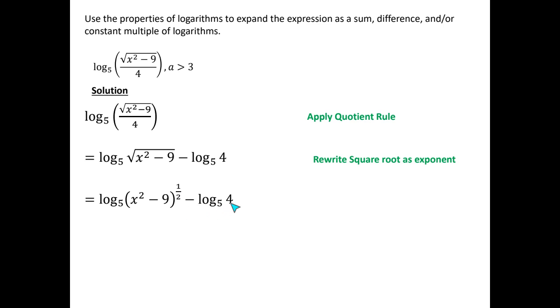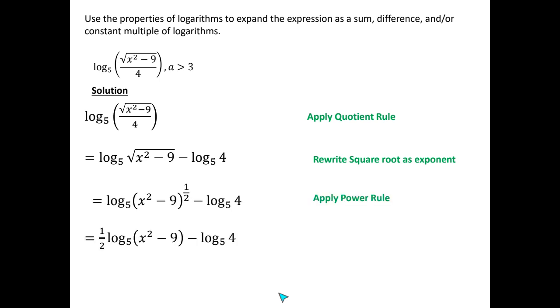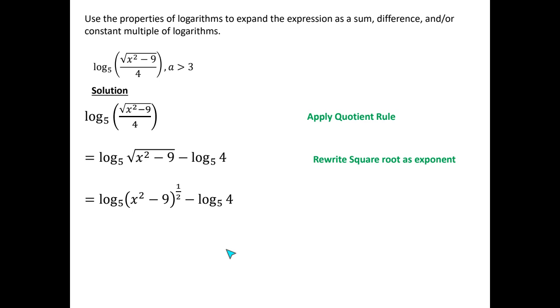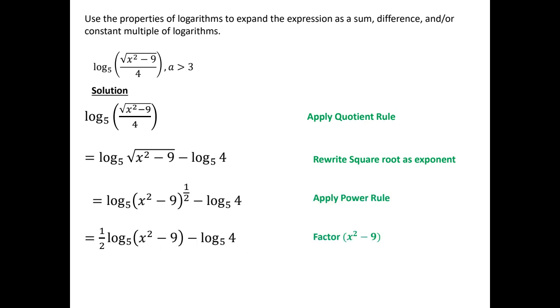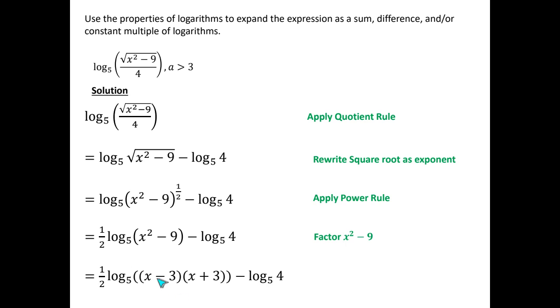Well, now what can I do with this exponent of a half? We can apply the power rule and bring that half to the front. So I have 1/2 log 5 x squared minus 9 minus log 5 of 4. And so if we observe this, we see x squared minus 9. I can go ahead and factor that further. X squared minus 9 can be factored as x minus 3 times x plus 3.